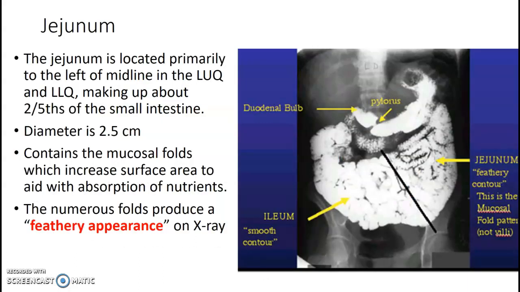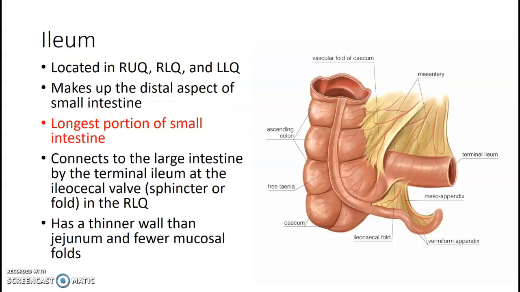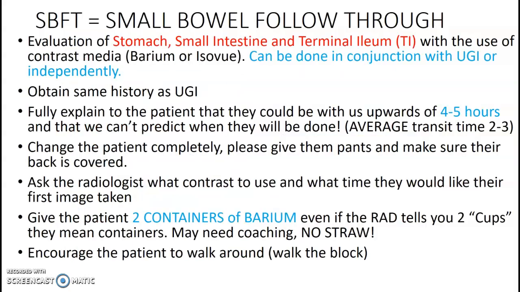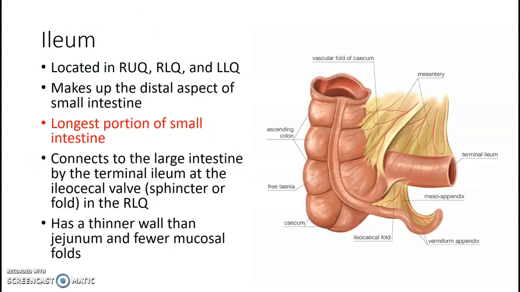The jejunum is located primarily to the left of midline. You'll see it over here. The jejunum has this feathery appearance, so on your small bowel follow-through images, it has this feathery sort of appearance, and Dave loves to ask you that question, all right? The ileum is the longest portion. It connects to the large intestine from the terminal ileum. So when you go in to do a TI, which is the terminal ileum, that's what you're looking at, okay?